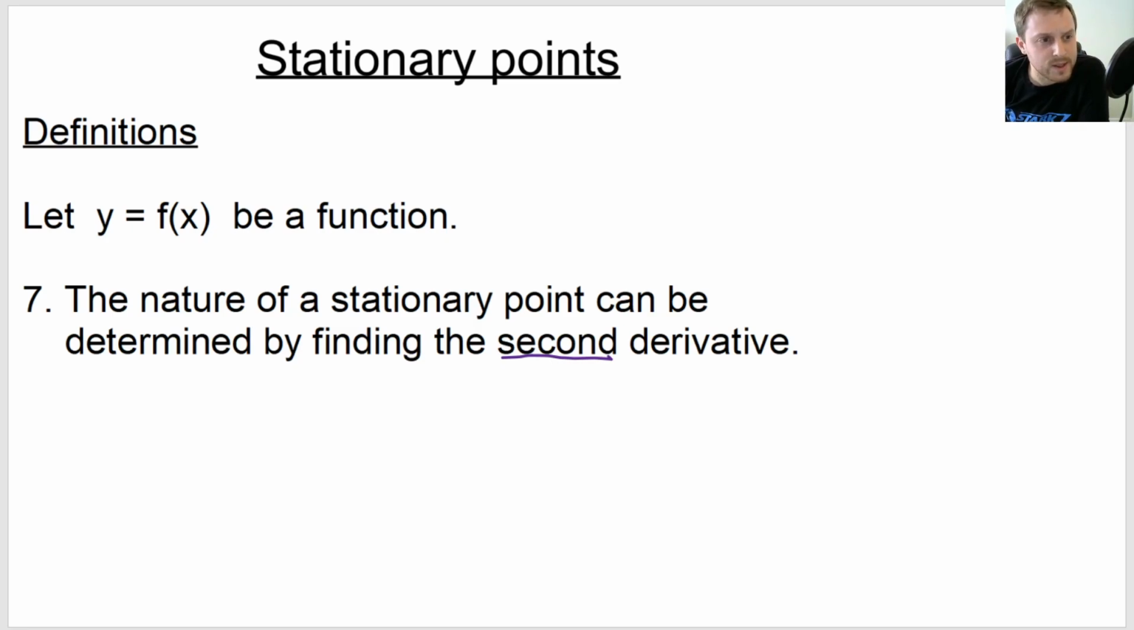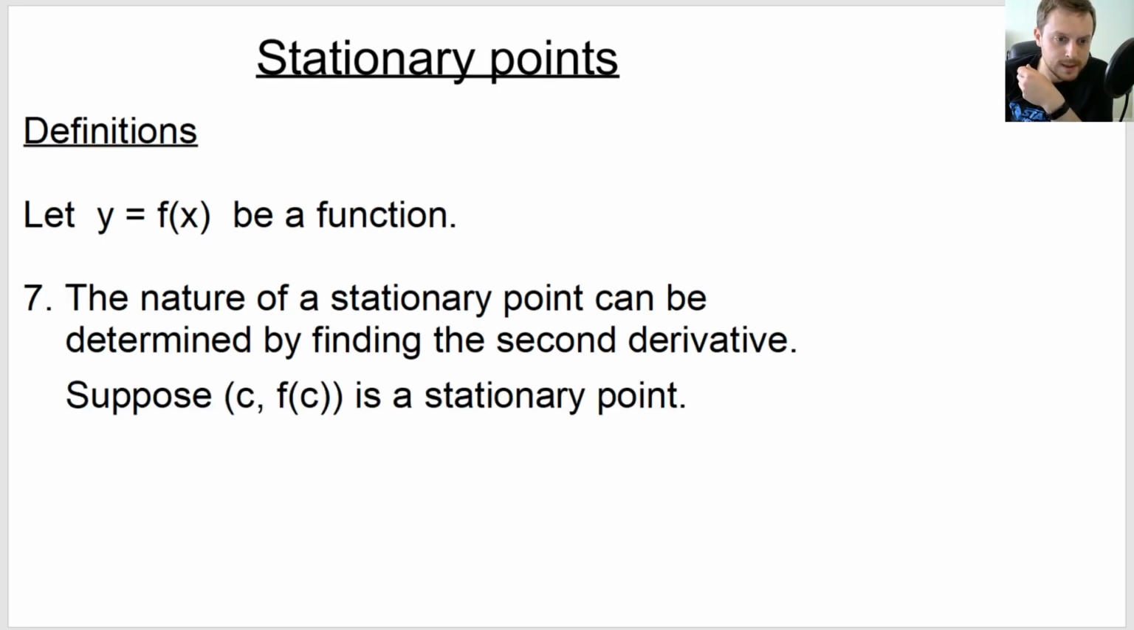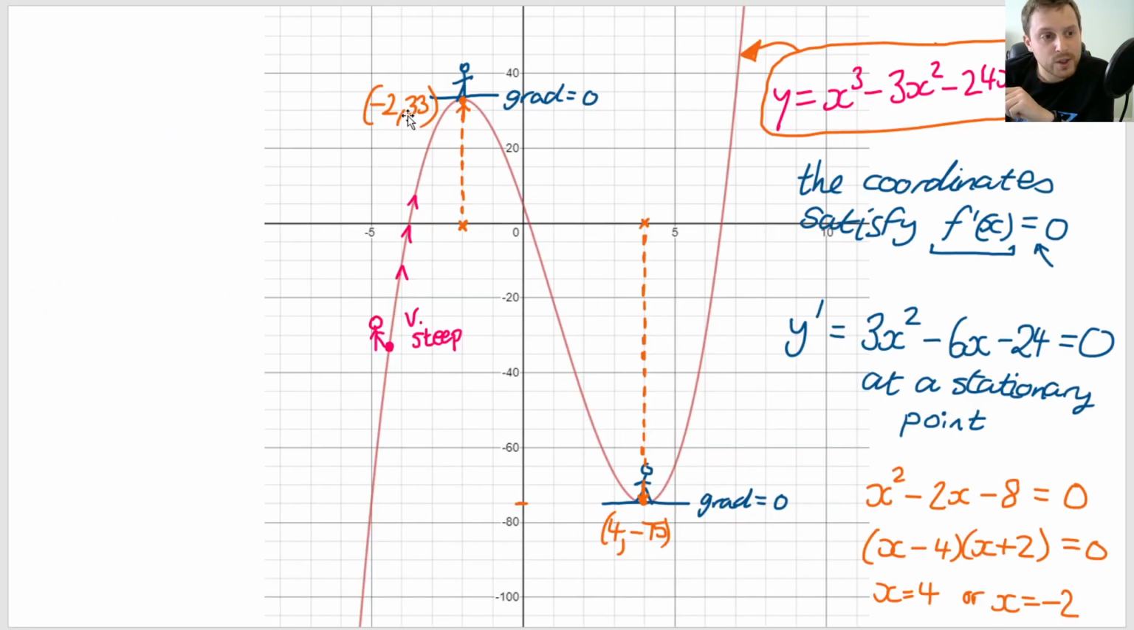So how does the second derivative test work? How are we going to work out, once we've got our coordinates that are stationary points, what sort of stationary points we have? So that's what this is about. So suppose we have a stationary point. For example, imagine it was the minus 2, 3, but we didn't have the picture.